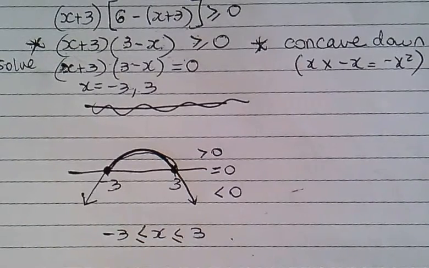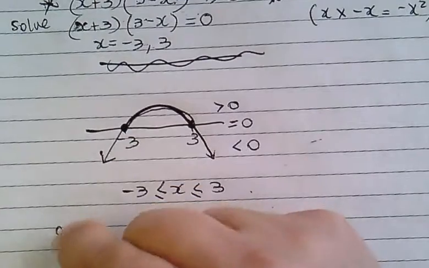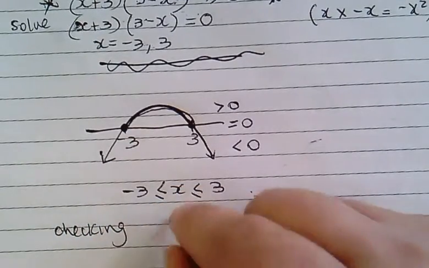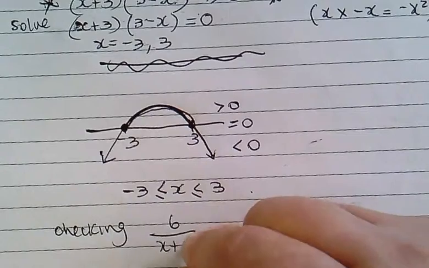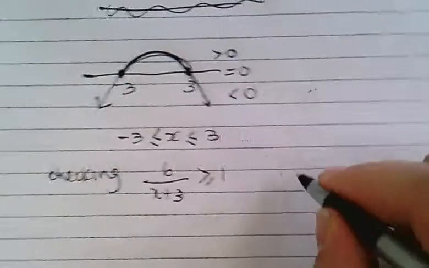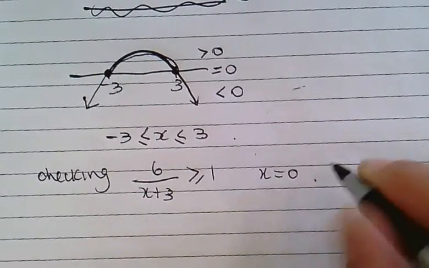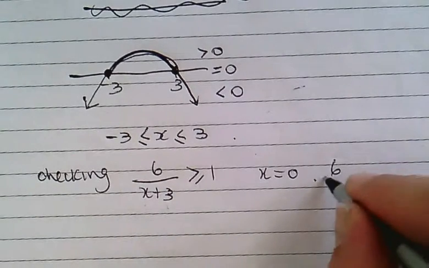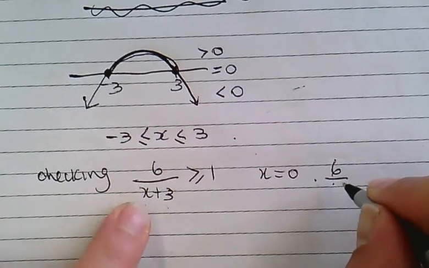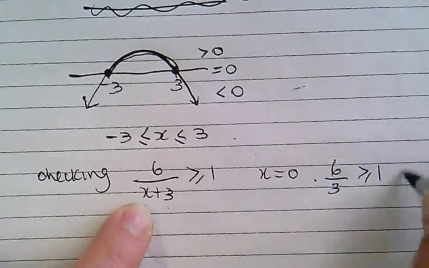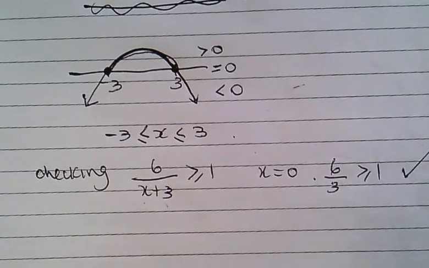All right, what we've never done is tested some values. Let's just have a quick look. Let's choose a value between negative 3 and 3, just in our head. 0. Let's go to the original. I'm just checking my answer because I haven't done that yet. We're going to try x is 0. What do you get? 6 over 3. Yay, true. 2 is bigger than 1.